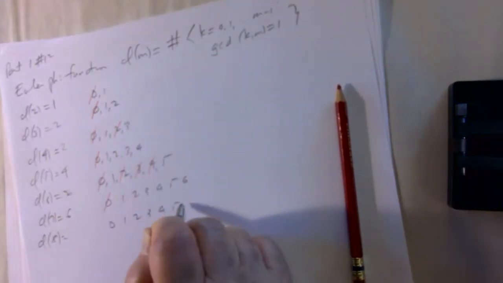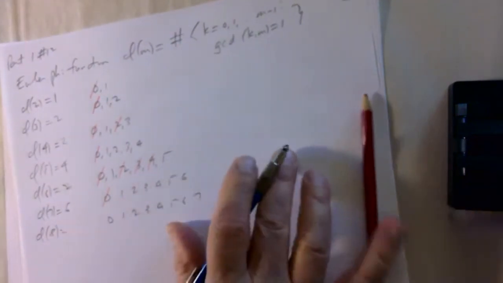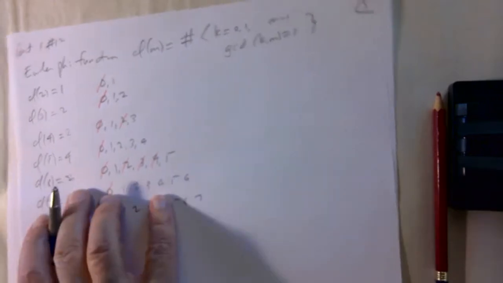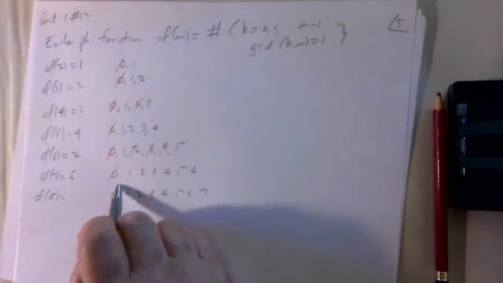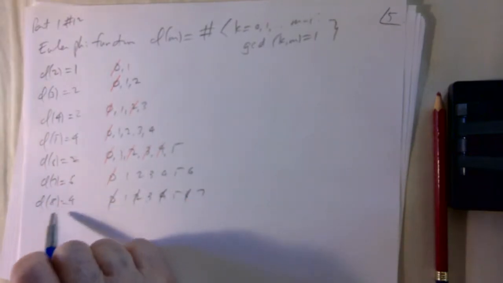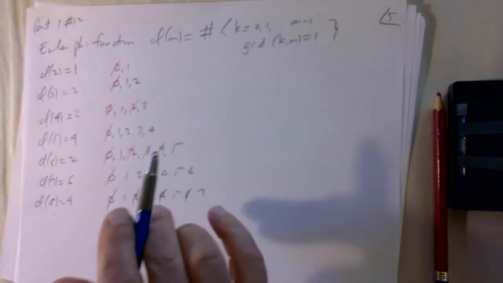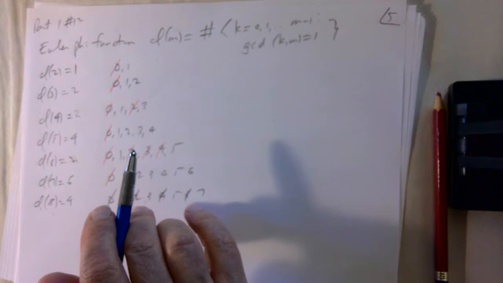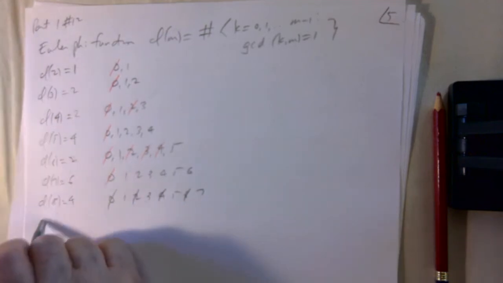You look at the numbers from 0 to 7. The numbers that have a factor in common with 8 are the even numbers, 0, 2, 4, and 6. And that leaves 4 numbers. So phi of 8 is 4, and so on. I mean, it just continues in that way. Actually, I can do them all.